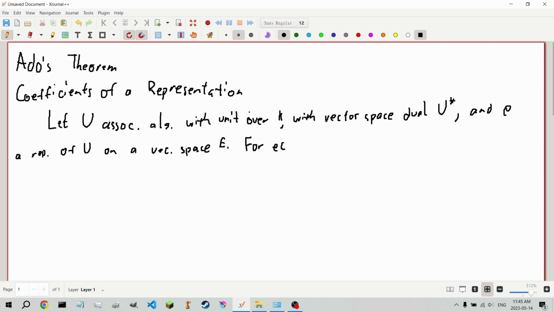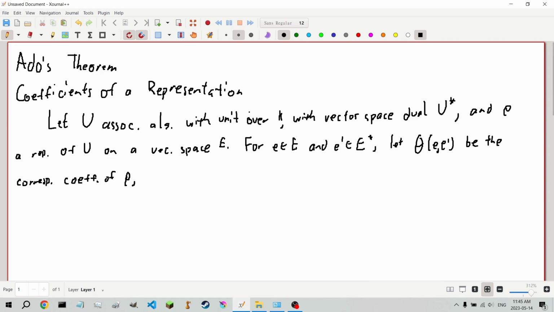Then for E in our vector space being acted on and E prime in its dual, let theta of E and E prime be the corresponding coefficient of rho, as theta of E prime acting on X is going to be equal to the inner product of rho as a representation of X acting on E with E prime.